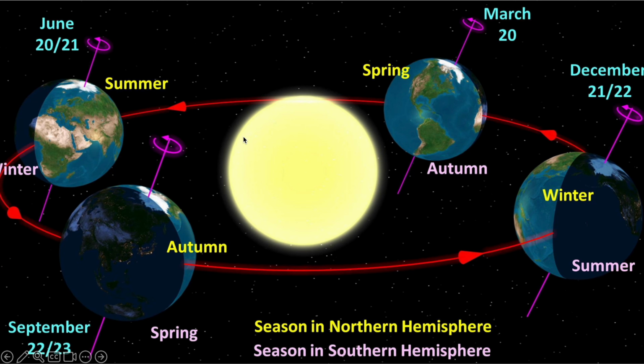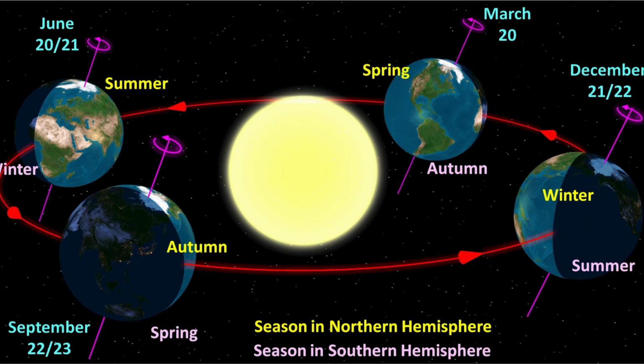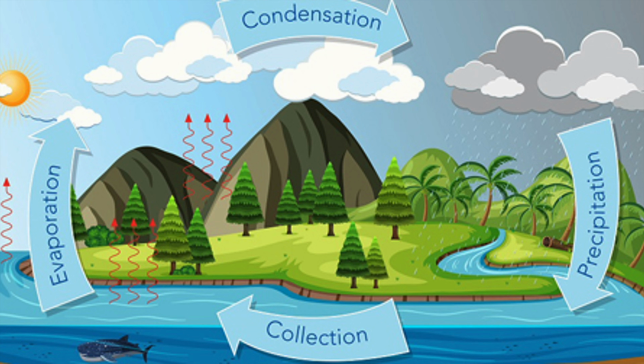So if I were to ask you what causes night and day, you would say rotation. What causes our 4 seasons? You would say revolution, right? So that's the difference. Now we're going to look at the water cycle.